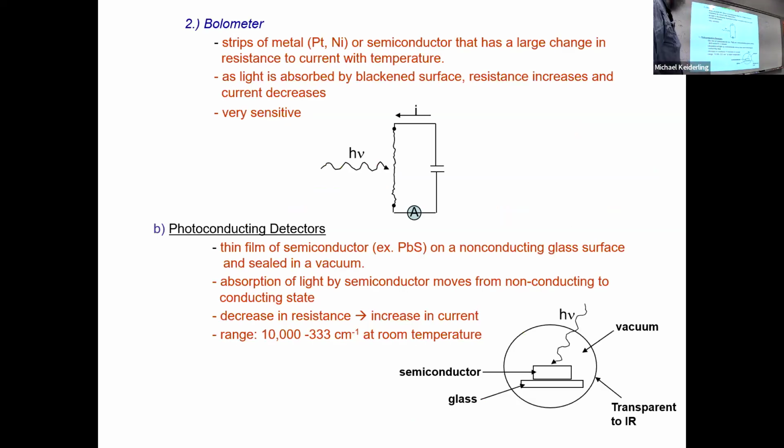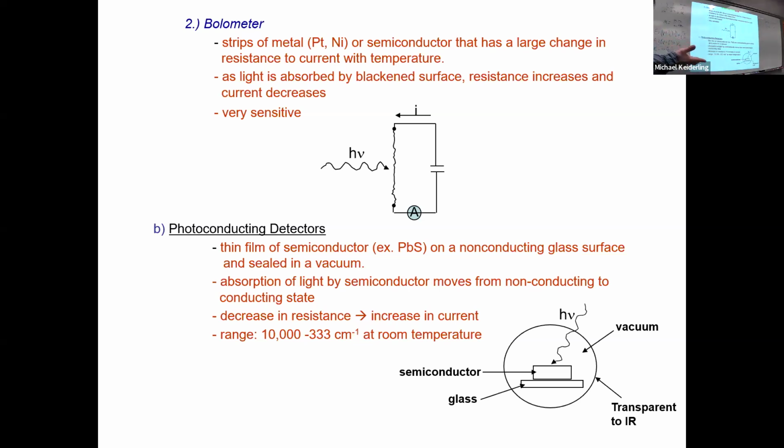A bolometer is a strip of metal, platinum or nickel, or a semiconductor that has a large change in resistance to current with temperature. So this is like a thermistor. A thermistor is a resistor that changes its resistance with temperature. And as light is absorbed by the blackened surface, the resistance increases and the current decreases. These are very sensitive.